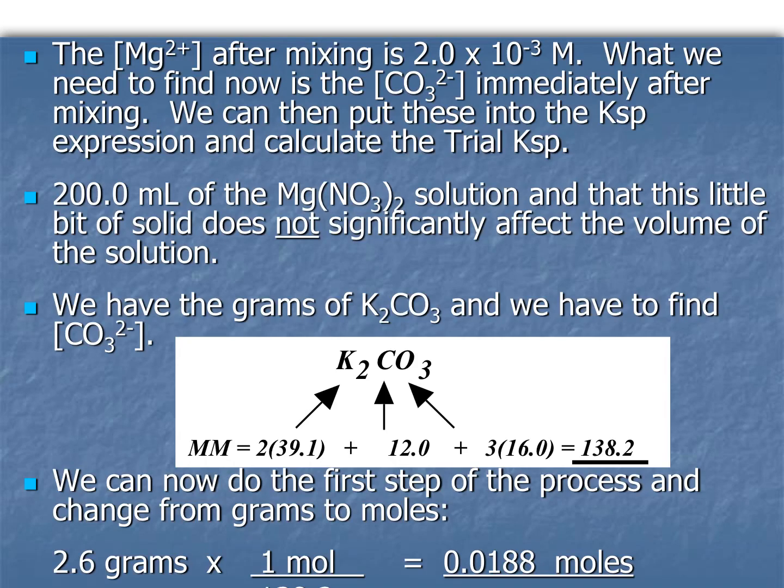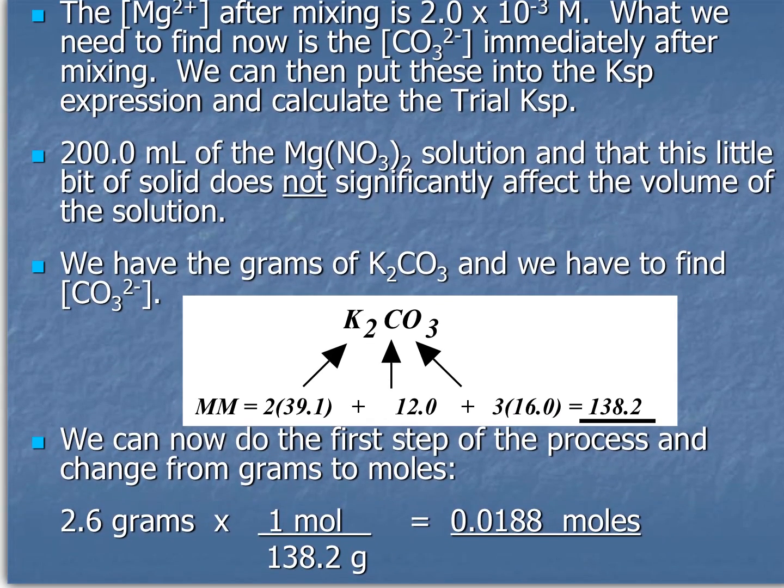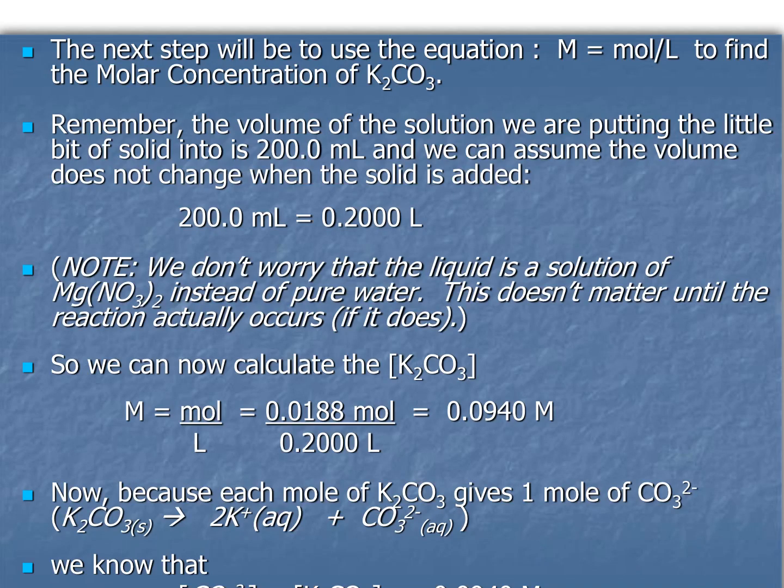So we can put these into our Ksp expression. Using the 200 milliliters of magnesium nitrate as our volume, we change our grams to moles for our potassium carbonate. So we had 2.6 grams of it, use our molar mass, and that gives us 0.0188 moles of the potassium carbonate. So now I have moles, I have volume, I can calculate for molarity. So we put it into the 200 milliliters, make sure you convert that to liters.